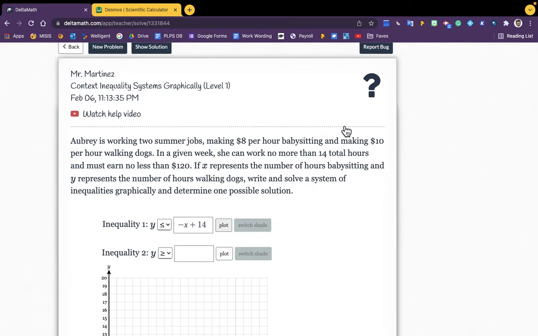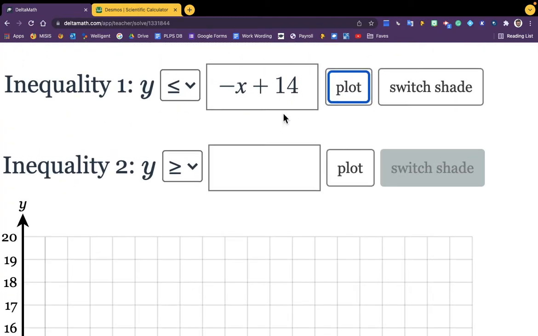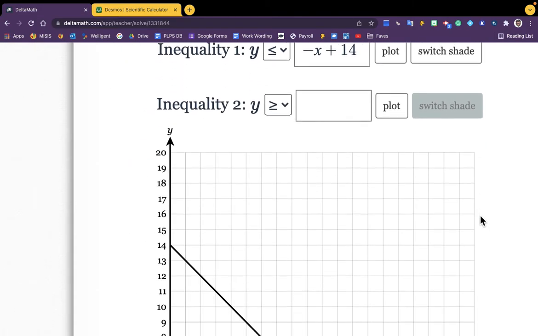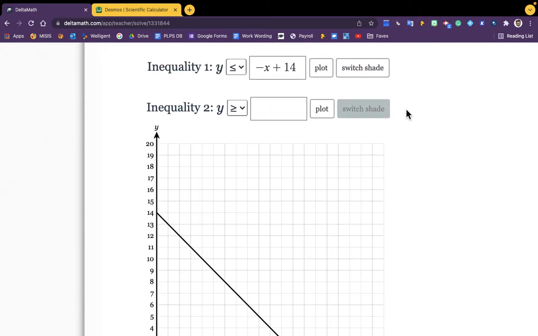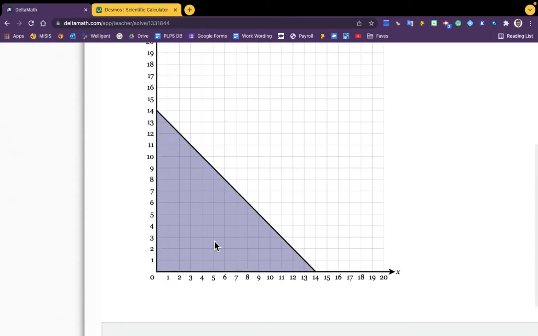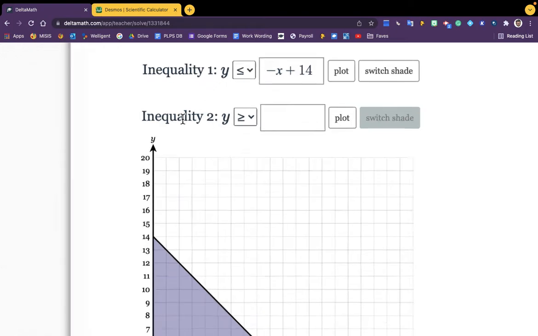Now look what happens when I click on plot. There's my line. Y is less than or equal to negative x plus 14. Now, if we remember, everyone, less than means that we're going to shade below, right? It's under, less than. So I'm going to click on switch. No, this is above. I got to switch it again. Below. Look at that. So I have graphed my first inequality, my inequality 1.